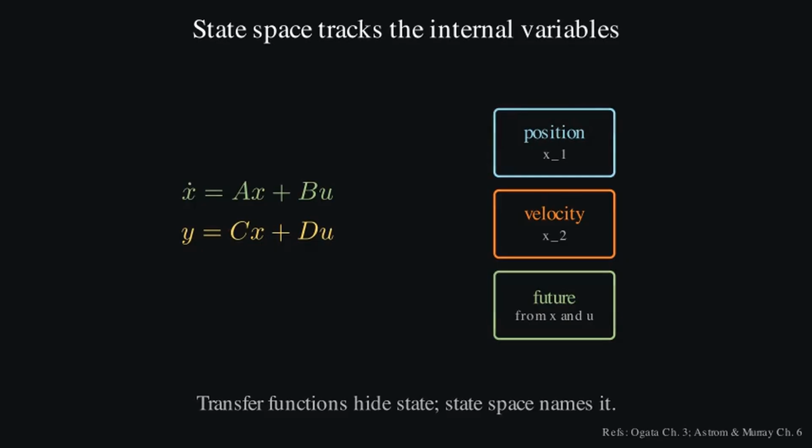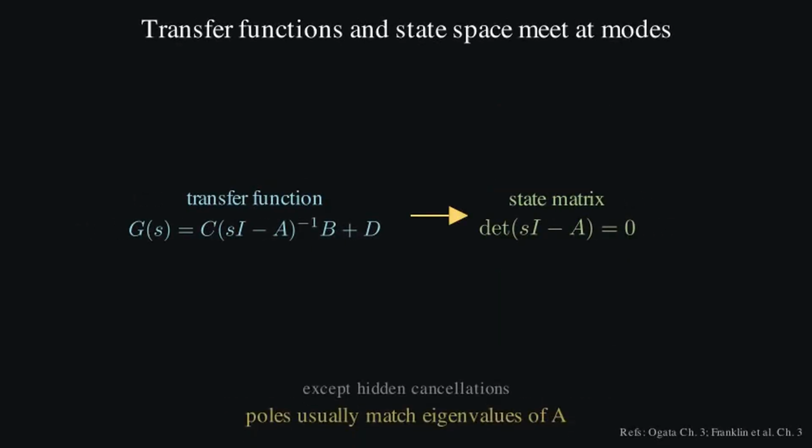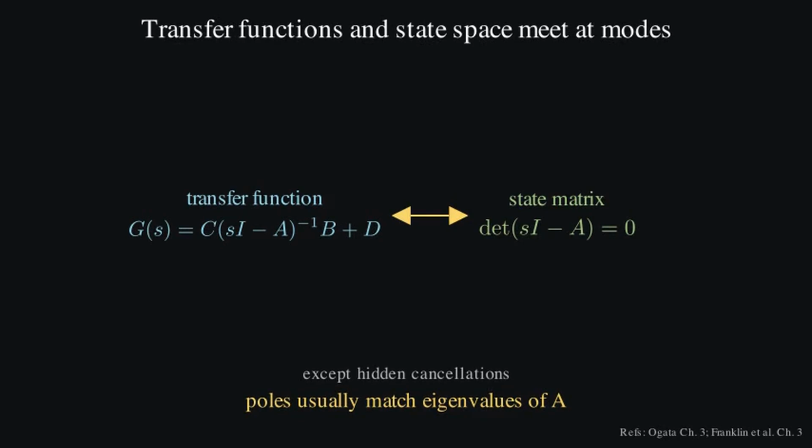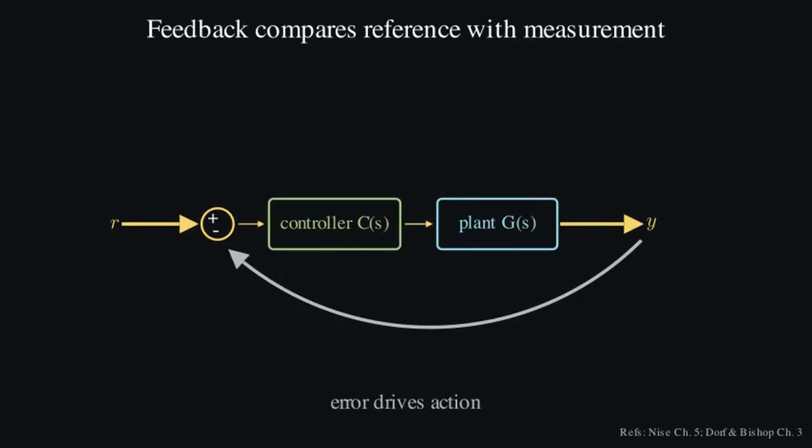The vector x is the state, enough information to predict the future when the input is known. For the mass spring damper, position and velocity are natural states. Transfer functions and state space are two views of the same dynamics. Transfer functions are compact for single input, single output work. Each space is better for multiple states, multiple sensors, multiple actuators, observers, and computation. The key bridge is that poles of the transfer function match eigenvalues of A, except for special cancellations.